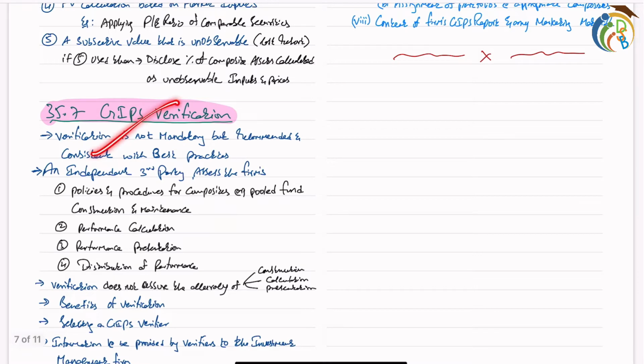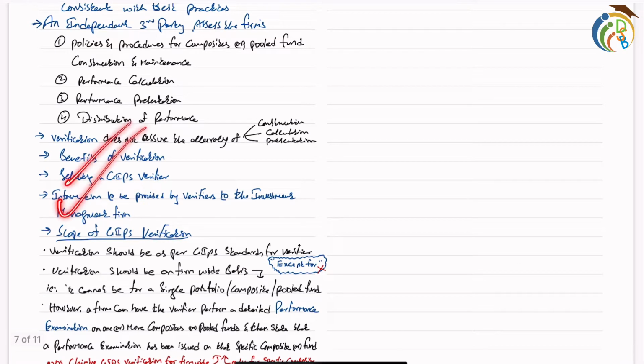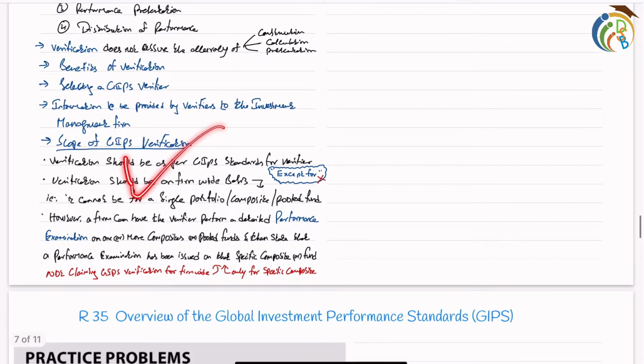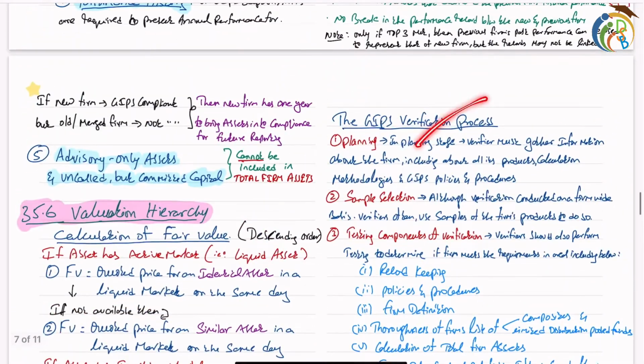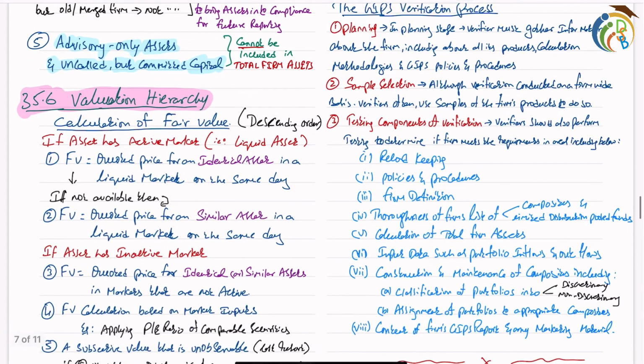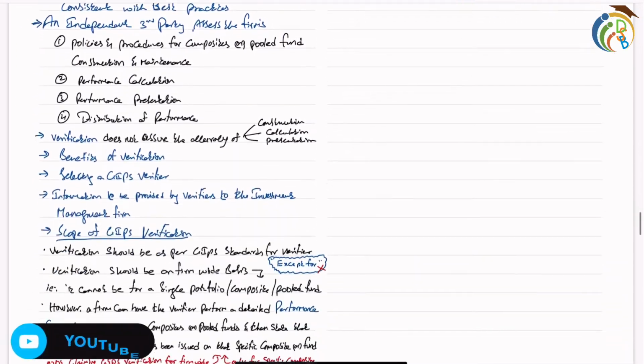So a third party can do a GIPS verification of all the policies, procedures, performance calculations, and composite construction, everything. So what are the benefits, what kind of GIPS verifier to be selected, and a few other points we'll be covering over here. The scope of GIPS verification, and the GIPS verification process: the verifier should plan first, then sample selection to be decided, and then the testing stage to be done. So what all you need to test, like record keeping, policies, procedures, input data, and other things. So these are the things that we are going to see quickly.